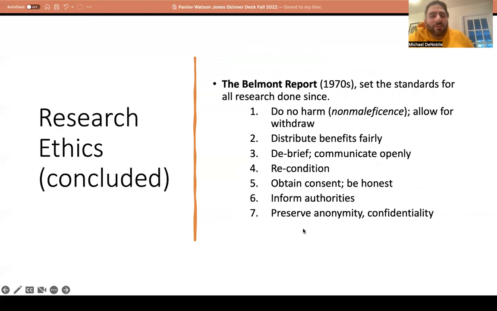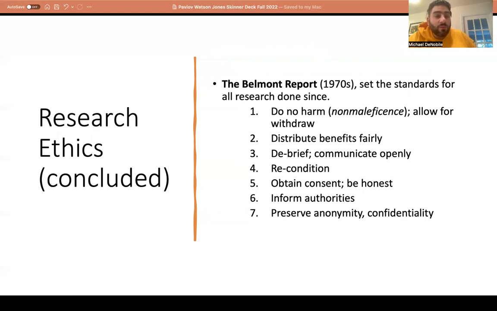Let's move on to the Belmont Report in the 1970s. All you really need to know about the Belmont Report is that as a result of a lot of factors, including Pavlov and especially Watson, but it also has its roots in Nazi Germany research, as well as the Stanford prison experiment.